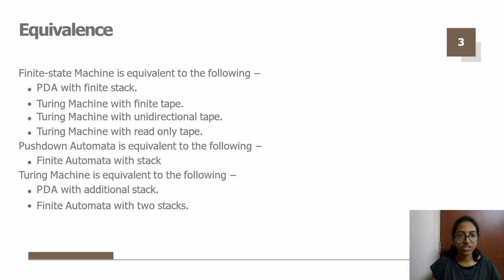Equivalence. Finite state machine is equivalent to the following: PDA with finite stack, Turing machine with finite tape, Turing machine with unidirectional tape, Turing machine with read-only tape. Push-down automata is equivalent to the following: finite automata with stack. Turing machine is equivalent to the following: PDA with additional stack, finite automata with two stacks.